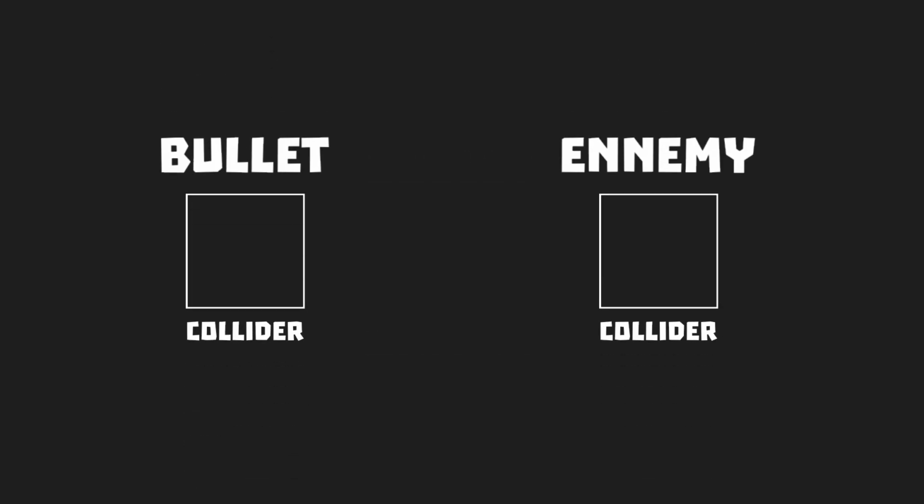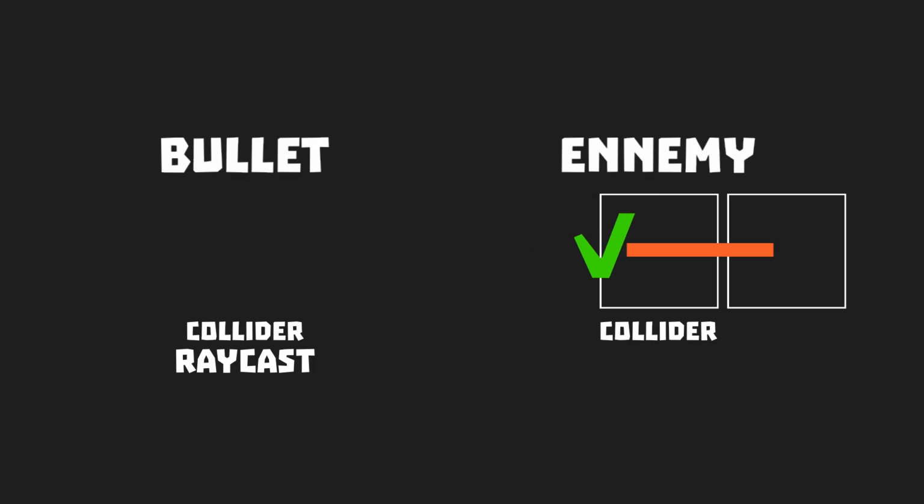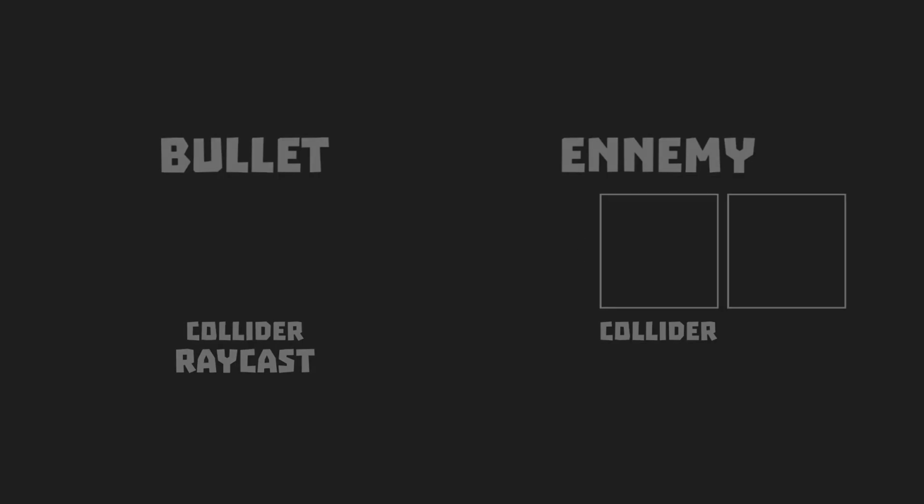A better way is to use a Raycast. It's basically a line we will draw to cover the whole distance a bullet travels between two frames. The collision will not rely on the collider's touch point anymore, but instead on this line crossing the collider. And the key side effect, you can handle thousands of bullets.